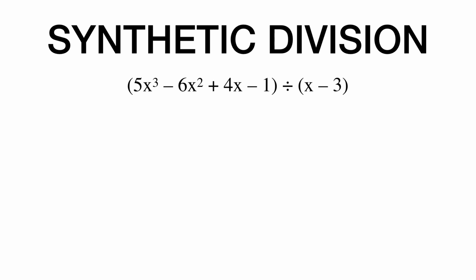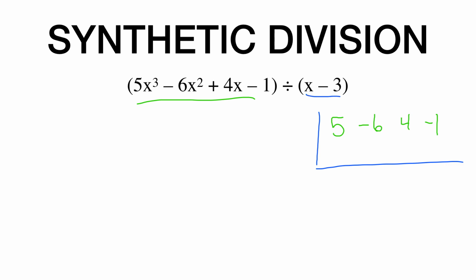Here's another example we can do real quick just to show you. Now, I do want to warn you, sometimes these problems can go a little off the rails because we're dividing things that really shouldn't be there. So first, 5, negative 6, 4, negative 1. Then the 0 here is positive 3.